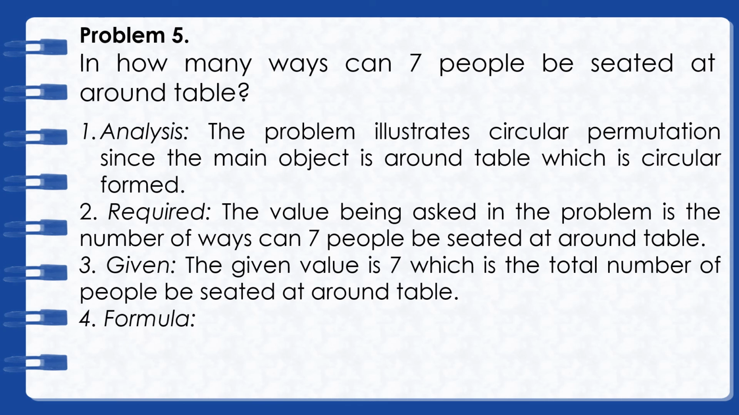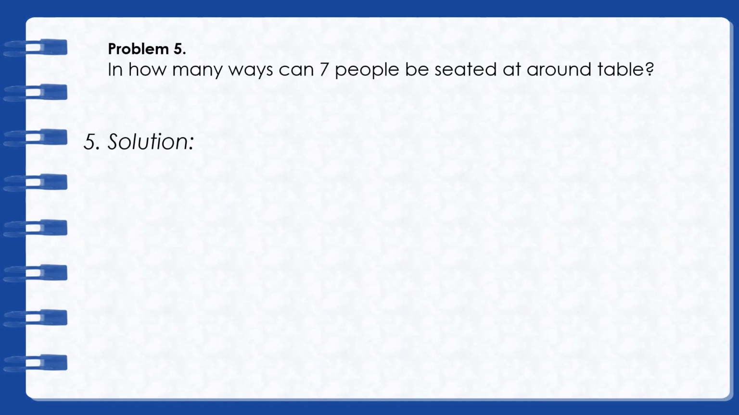And what is the formula that we are going to use? The circular permutation formula is permutation is equal to the difference of n and 1 factorial. Let us continue to solve problem number 5. So in our solution, again, first is to write our formula. Circular permutation formula is equal to the difference of n and 1 factorial. The value of n here is 7. So the difference of 7 and 1 factorial is equal to 6 factorial.